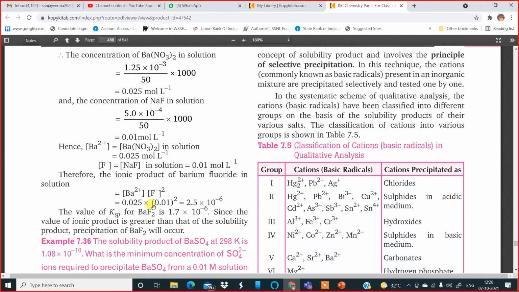By applying this formula over here, now we can compare the two values. Here, the ionic product of barium chloride is 2.5 × 10^-6, and the Ksp for barium chloride is 1.7 × 10^-6. Which one is higher? Tell me. Is the ionic product higher or the solubility product higher? 2.5 is more or 1.7 is more?